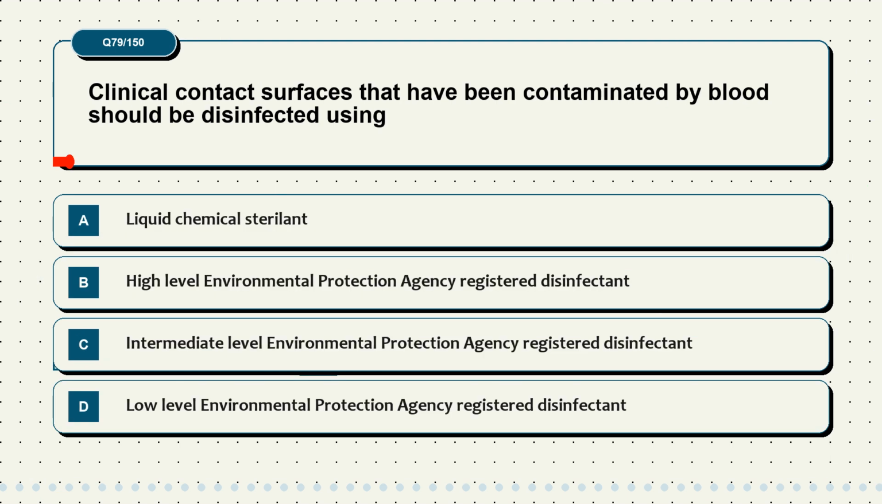Question 79. Clinical contact surfaces that have been contaminated by blood should be disinfected using. Here are the options. Option A, liquid chemical sterilant. Option B, high-level Environmental Protection Agency registered disinfectant. Option C, intermediate-level Environmental Protection Agency registered disinfectant. Option D, low-level Environmental Protection Agency registered disinfectant.